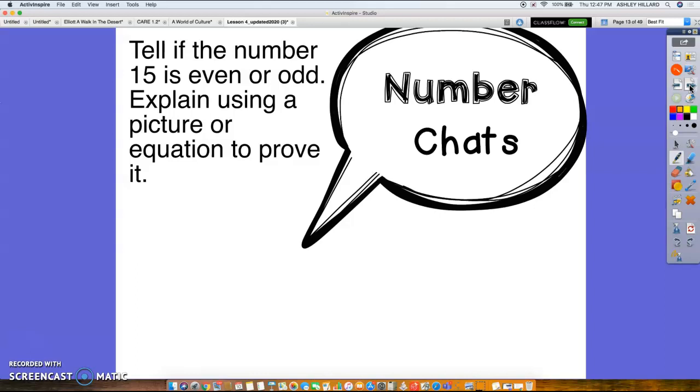So this problem says, tell if the number 15 is even or odd. Explain using a picture or equation to prove it. So use what we did yesterday to help us show if 15 is an even or odd number. Pause while you work.